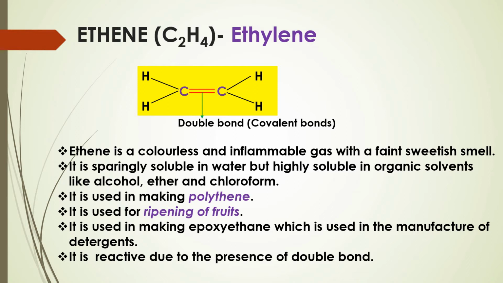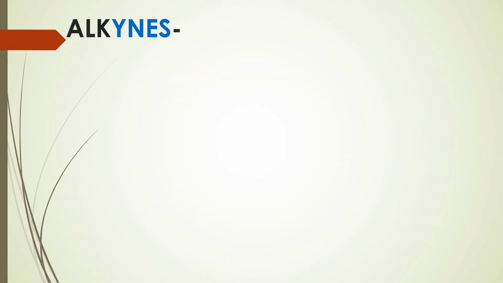It is reactive due to the presence of the double bond. So this double bond is a weak bond. It breaks easily and hence reacts with other atoms or groups of atoms. Hence the reactivity of ethene or alkene is more than alkanes. It undergoes addition reaction, whereas alkanes, we have studied, undergo substitution reaction.